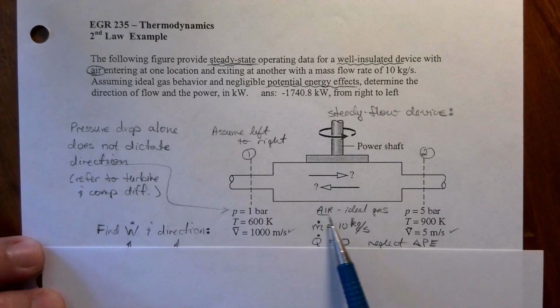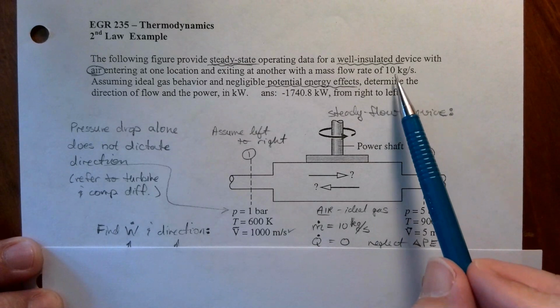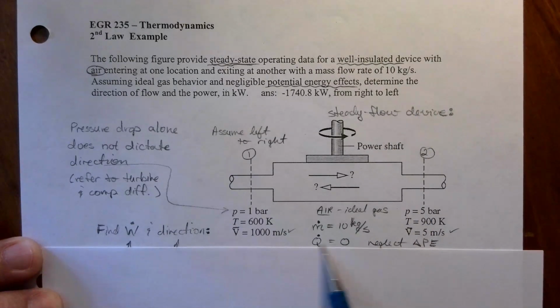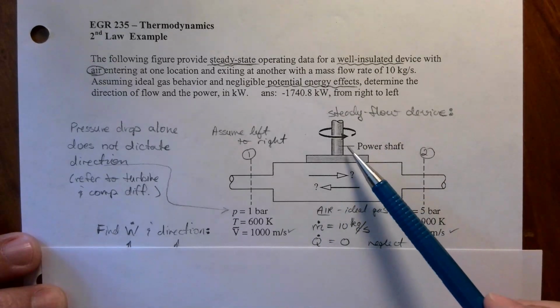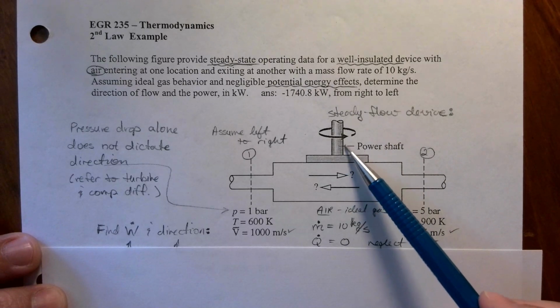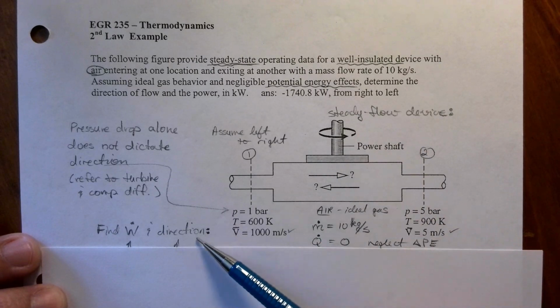So we have air, so we know it's going to be an ideal gas. We have an m dot given to us, 10 kilograms per second. It's adiabatic. They do give us a velocity. We're going to neglect the change in potential energy and assume that this is horizontal. They have it drawn such that it's horizontal. And so we're going to find W dot and the direction of this. So we're going to get a magnitude for the power. It's either into or out of the system. That will be determined by the direction. So we'll check the second law to come up with the direction.